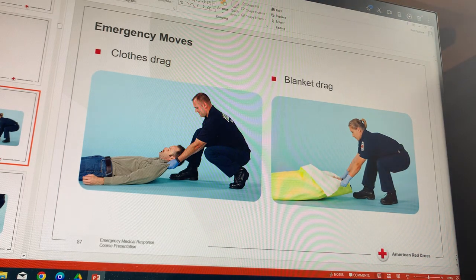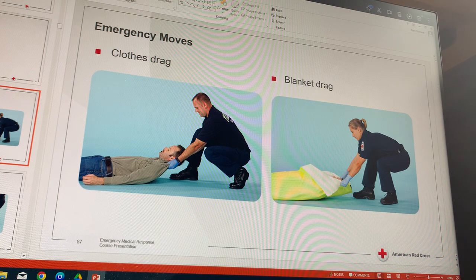The blanket drag. The blanket drag is a good way to move a patient in an emergency situation when stabilization equipment is unavailable or the situation dictates that there is not enough time or space to use stabilization equipment. The blanket drag is appropriate for a patient suspected of having a head, neck, or spinal injury.